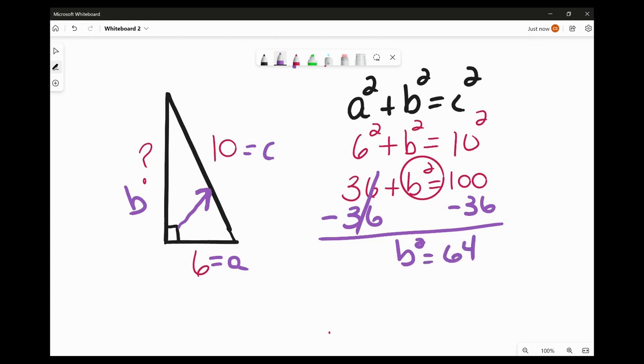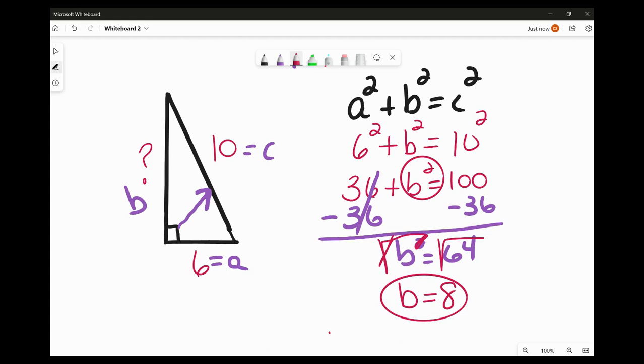But I don't want to know what B squared is. I want to know what B is. So now I'm going to take the square root of both sides. And since the square root and squared are inverse operations, they cancel each other out. And I'm left with B equals the square root of 64, which is 8. And that's my answer. So that's how you would do it if you have a missing side length that's not C.